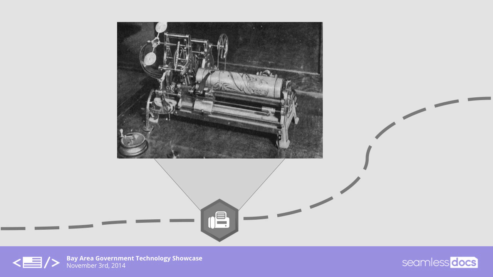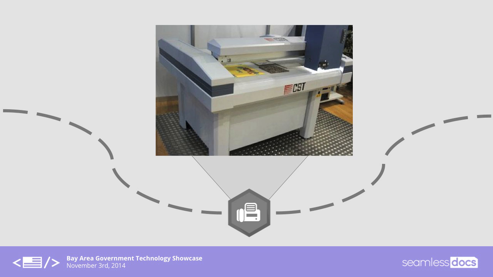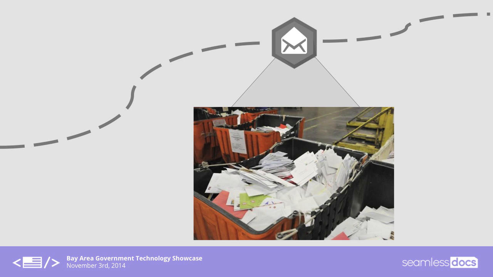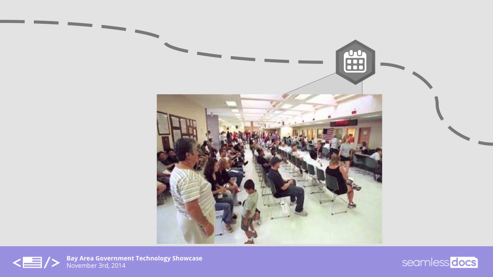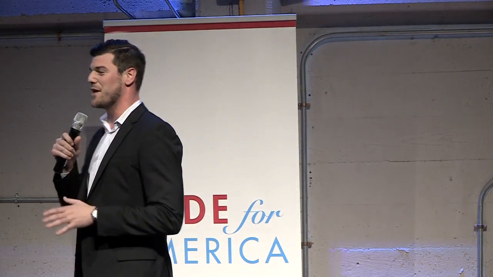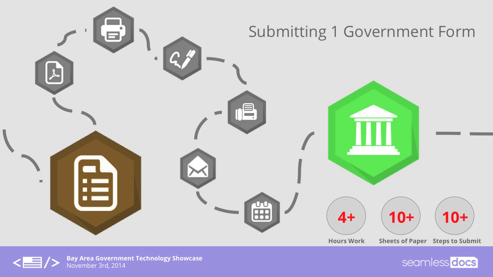Comes the new age fax machine, a scanner as well. If he scans it, he has to figure out who to email it to in that city. Another option is postal mail: finding an envelope, finding a stamp, putting it in that big bin, and sending it over. And the last option, heading into city hall, waiting in line, and submitting that paper form. So about 4+ hours of work, 10 sheets of paper, and 10 steps later, that city finally receives that business license. It doesn't end there.